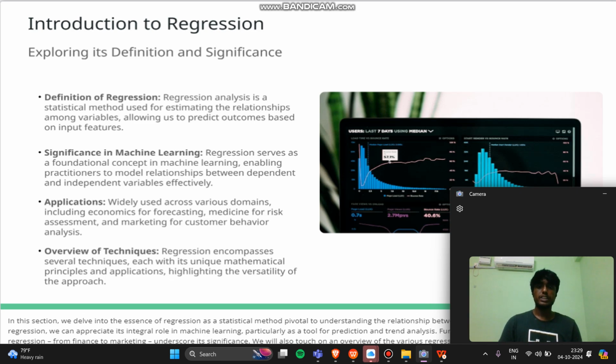Significance in machine learning: regression serves as a foundational concept in machine learning, enabling practitioners to model the relationship between dependent and independent variables effectively. Applications: widely used across various domains, including economics for forecasting, finance for risk assessment, and marketing for customer behavior analysis. Overview of techniques: regression encompasses several techniques, each with its own unique mathematical principles and applications, highlighting the versatility of the approach.